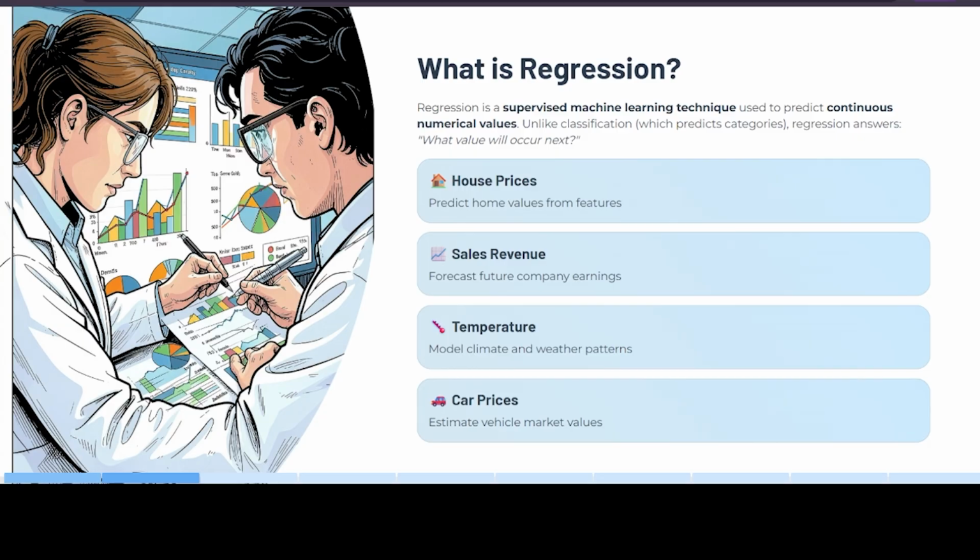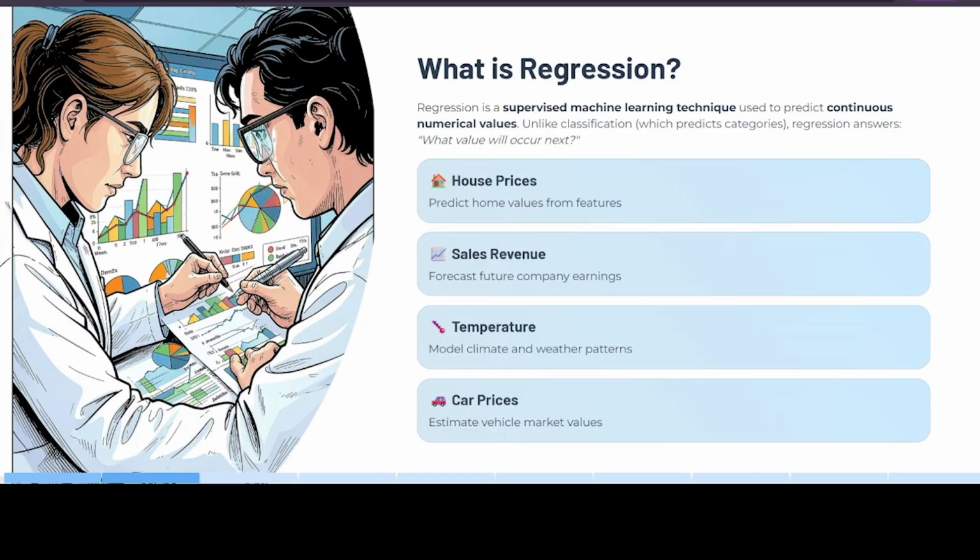Regression in machine learning is a technique that is used to predict continuous numerical values. Unlike classification, which predicts categories, regression predicts numbers, that means numerical values. A simple way to remember it is this: classification answers which category, and regression answers how much or what value. That is the biggest difference between regression and classification.